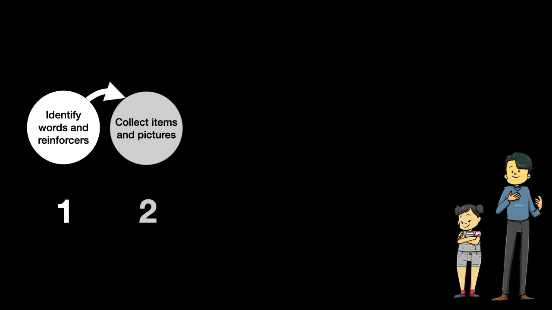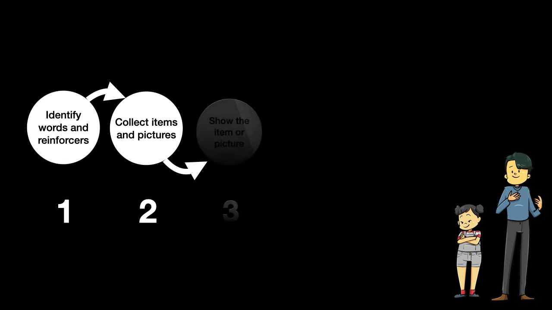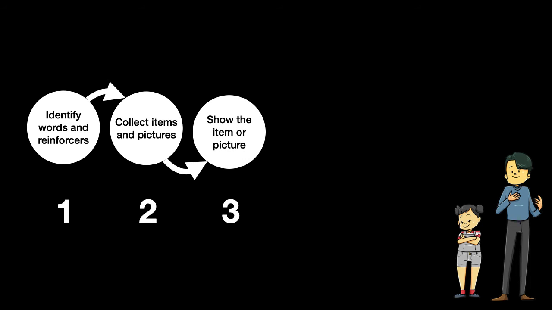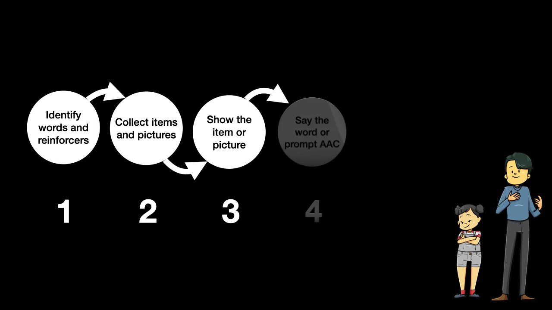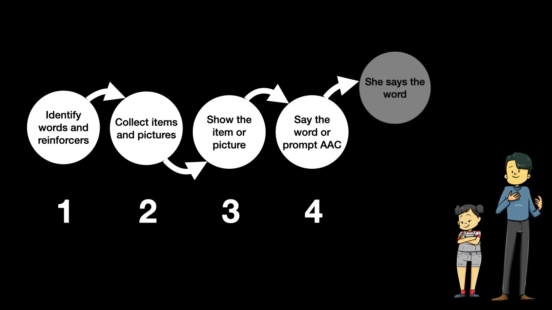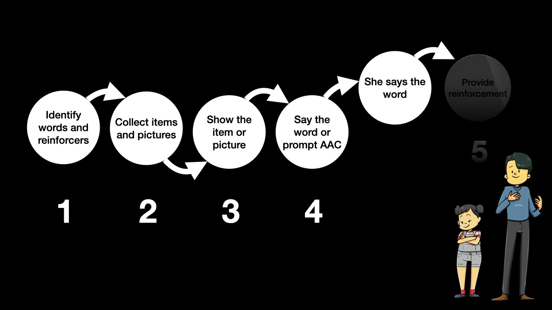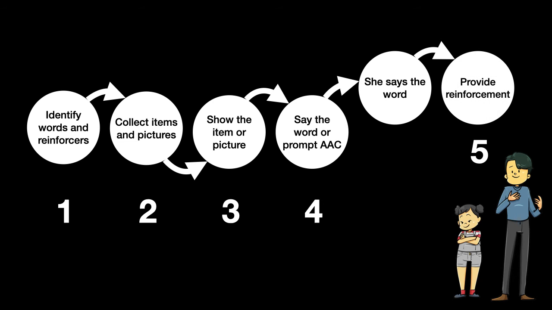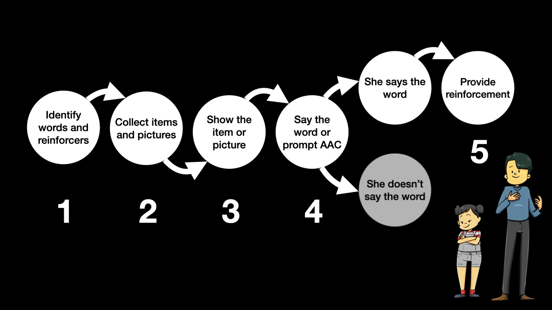Next, gather the items on the list from step 1, or pictures of those items, and go to where she's most comfortable, where she likes to play with some of those items. Then, show your child one of the items or a picture of one of those items. Immediately prompt her by saying the name of the item or prompt her to use the alternative communication system she already uses. If she says the word or uses the alternative communication to say the word, immediately provide praise and access to one of the reinforcers. If she doesn't say the word, don't give her the reinforcer and try prompting her again.